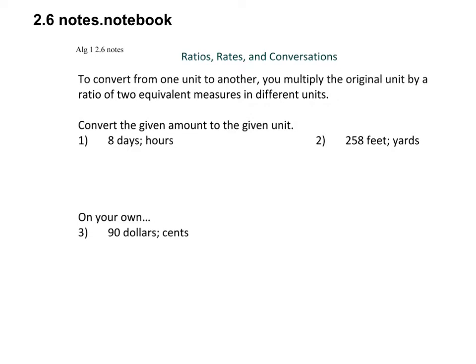Here we go with our 2.6 notes on ratios, rates, and conversions. To convert from one unit to another, you multiply the original unit by a ratio of two equivalent measures in different units. It's basically the idea of multiplying anything by 1. You're going to get something equivalent. You can multiply anything by 1.